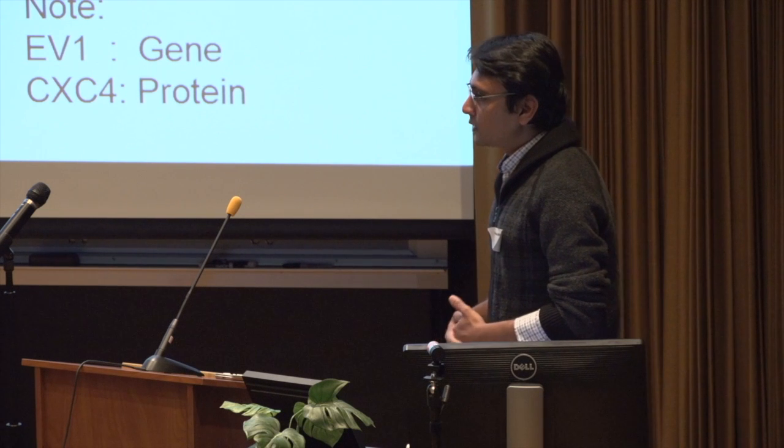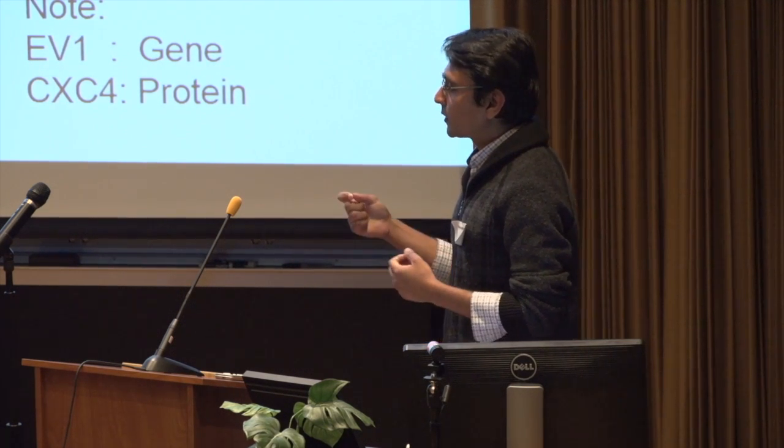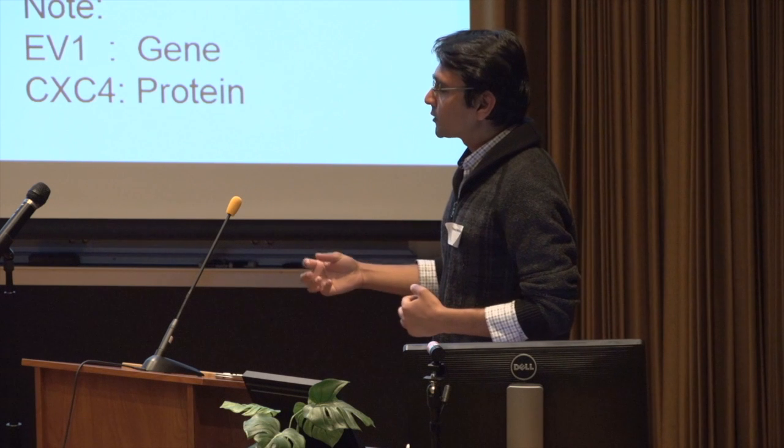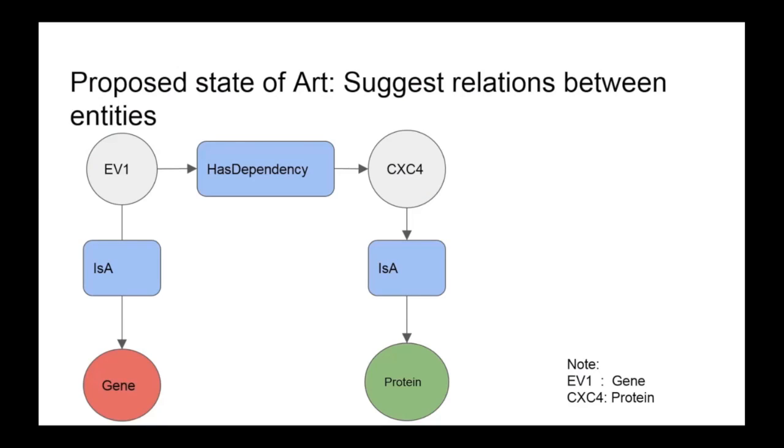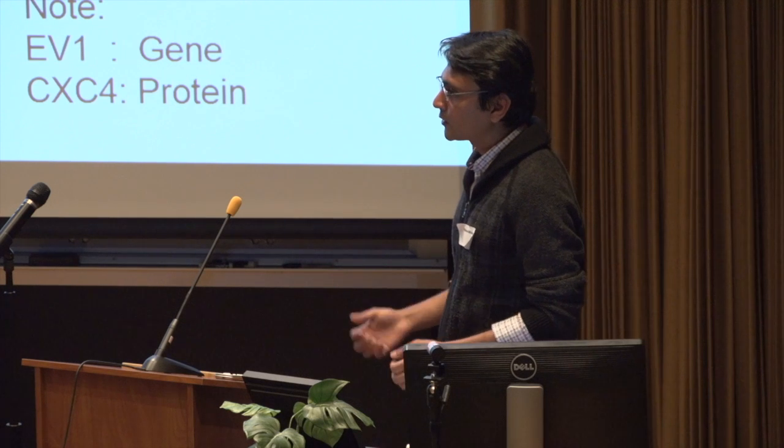So to deal with these challenges, what we have done is we have not only linked the entities but also put a relationship type amongst the entities. So going back to our previous example, say we have two entities. One is EV1 and CXC4. You don't have to be a biologist to understand these relations. It's just an example. So EV1 is a gene, and CXC4 is a protein, and then I say that CXC4 has a dependency on EV1. So this makes my graph much more informative and people can understand it much better.